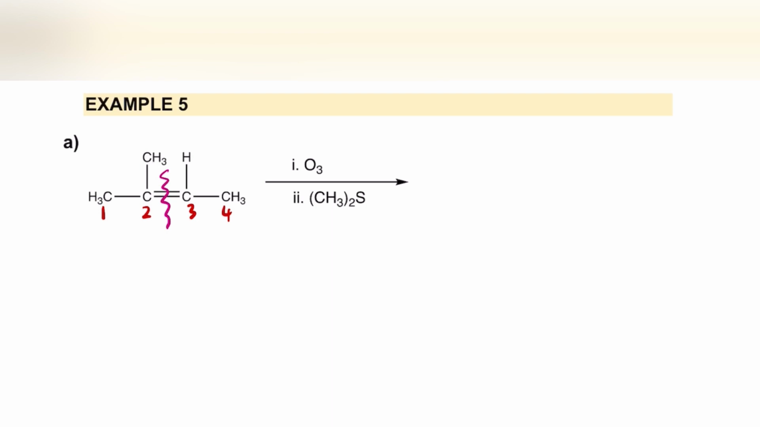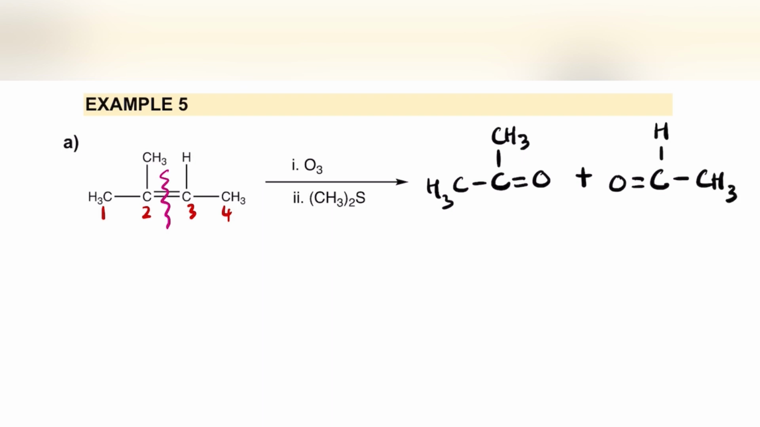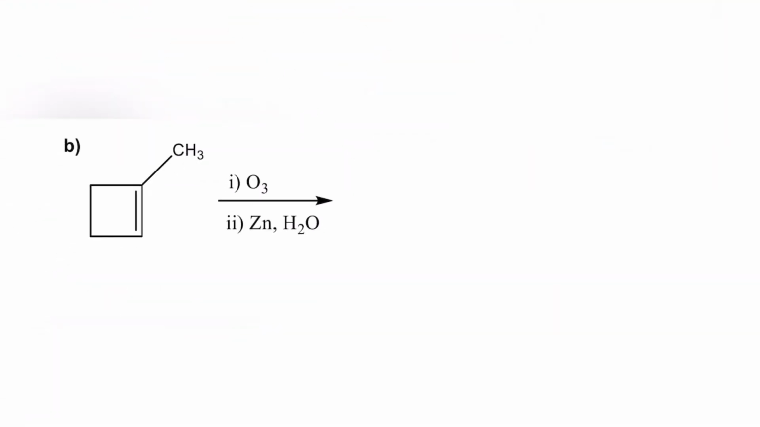For example, carbon number 2, you have CH3 attached to CH3, and then this one, 2 more, you have to bond to double bond O. And then plus, this is carbon number 3, you have double bond O, and then H attached to CH3. So you got 2 products of carbonyl compounds. This is ketone, this is aldehyde.